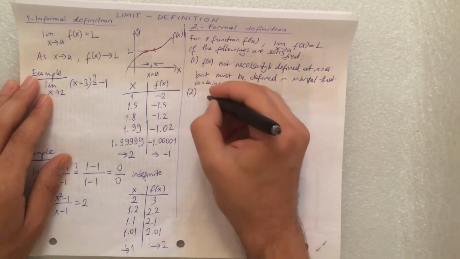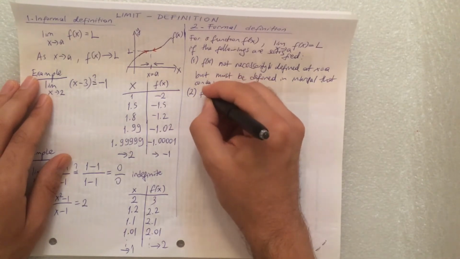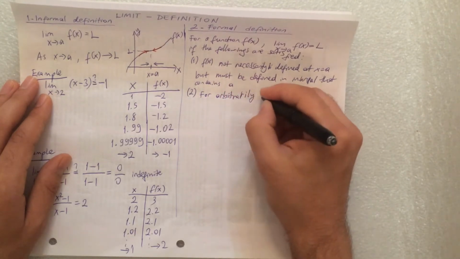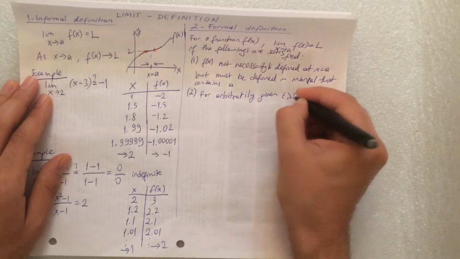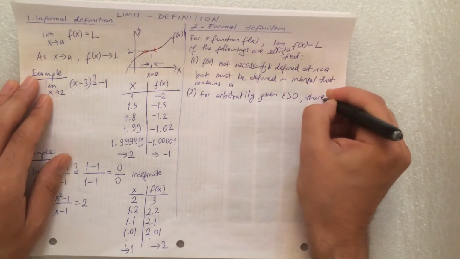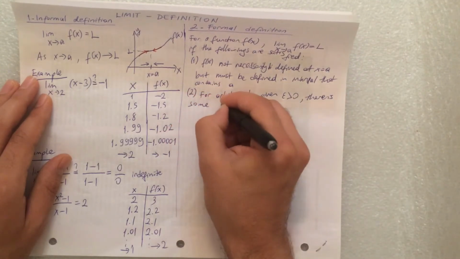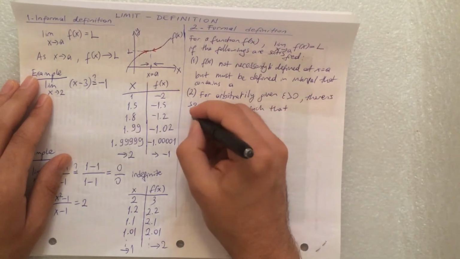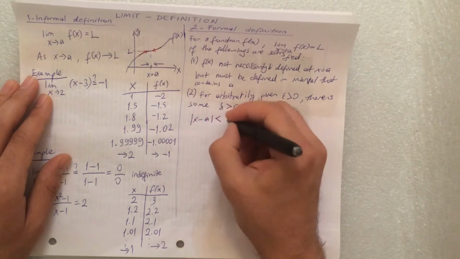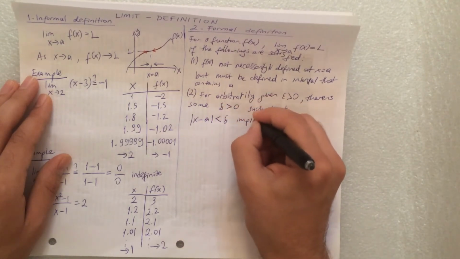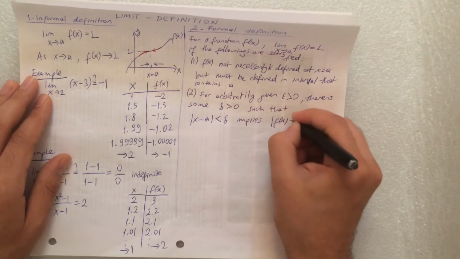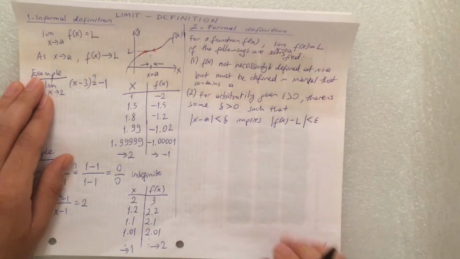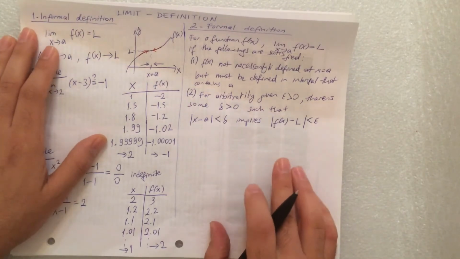Two, for an arbitrarily given epsilon greater than 0, there is some delta greater than 0 such that |x minus a| less than delta implies |f(x) minus L| is less than epsilon. So let me show you what this means.